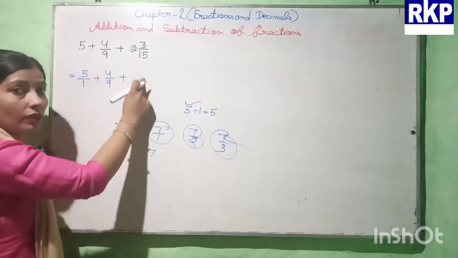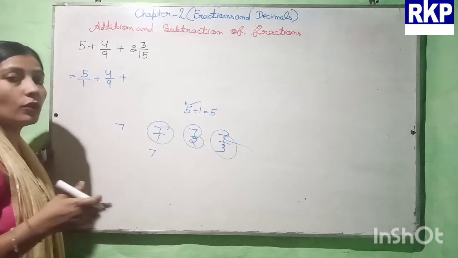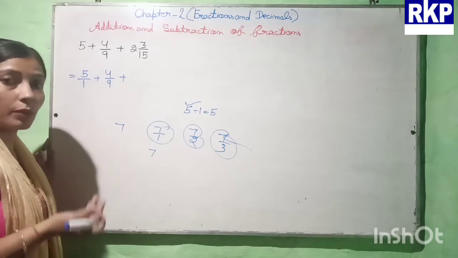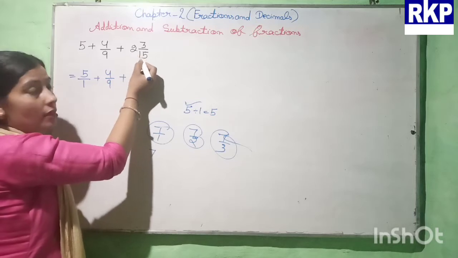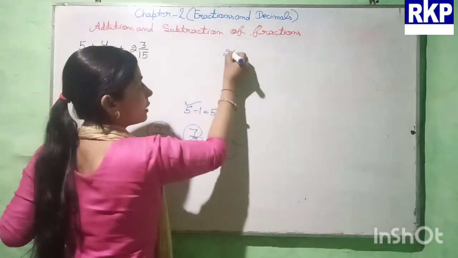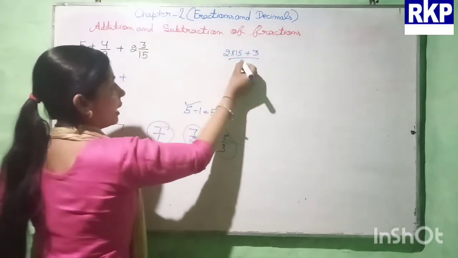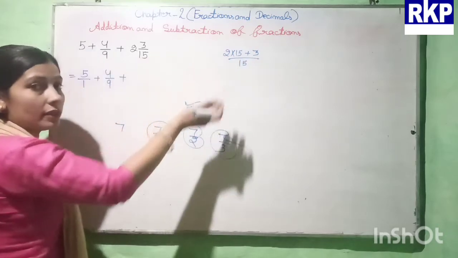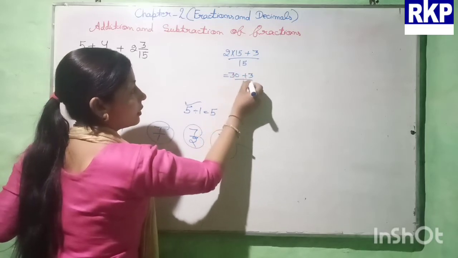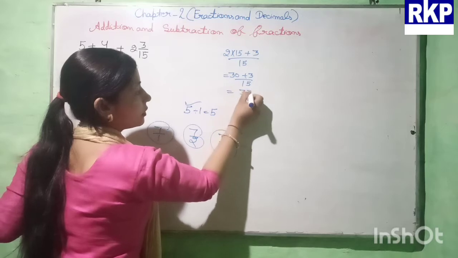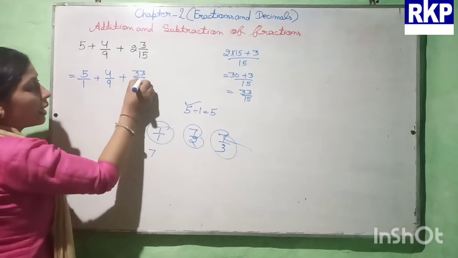Now here we have a mixed fraction, so we need to convert it into an improper fraction. You know very well how we convert it into an improper fraction. Yes beta, we multiply the whole number part with the denominator. So 2 multiplied with 15, and then add the numerator, and write the denominator as it is. So 15 2s are 30, plus 3, so we get 33 by 15. So here we write 33 by 15.